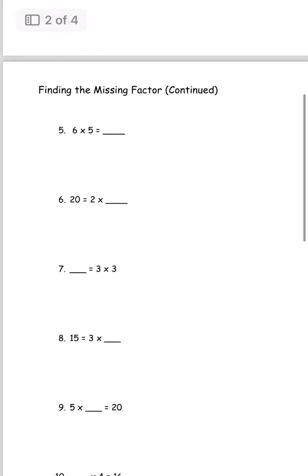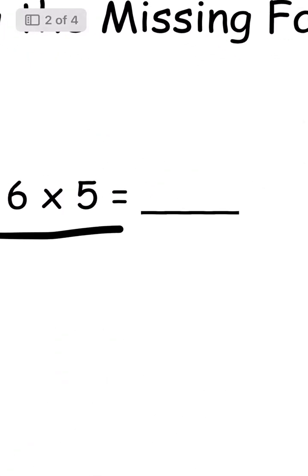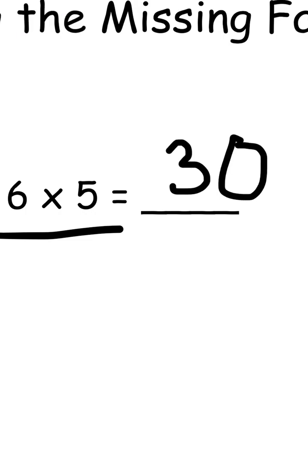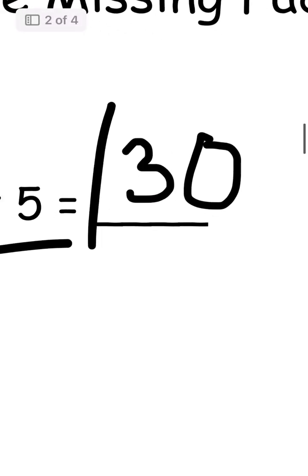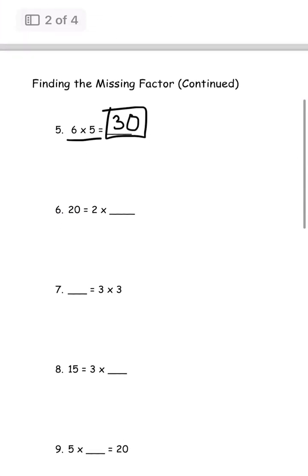next page. So for this page, it's the same thing again. So let's try number 5. So 6 times 5 is 30. Right, you know that when there's 6 5s or 5 6s, we're going to have 30. So 30 is going to be the answer for number 5.